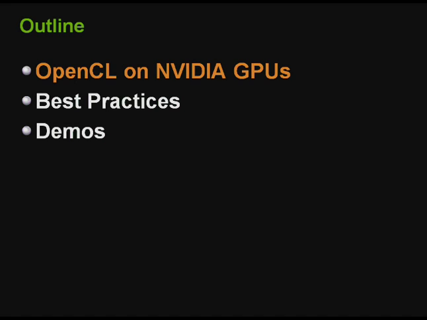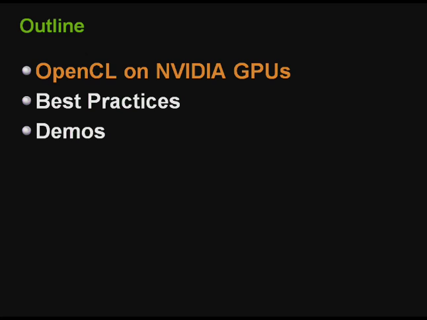Quick outline of what I'm going to talk about. First, I'm going to go briefly over the mapping of the OpenCL model onto NVIDIA's GPUs, how we see that playing out. Quickly go over some of the best practices that we talk to developers about to help them navigate the choices that you would have to make when mapping software onto OpenCL.